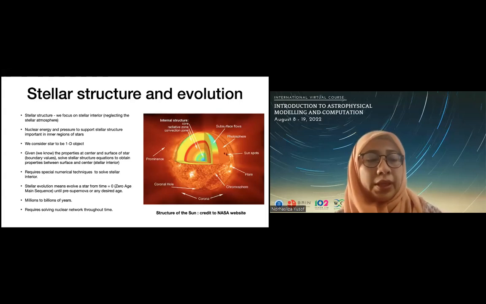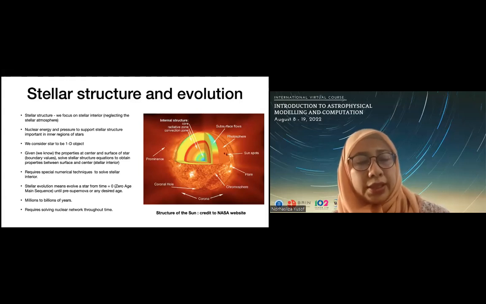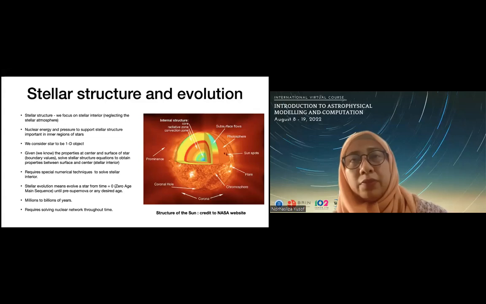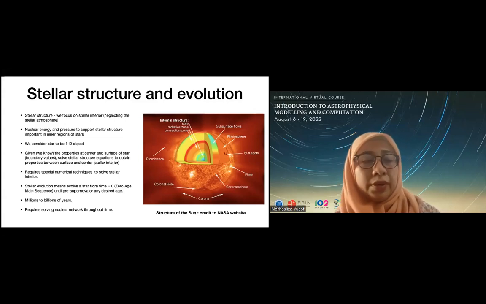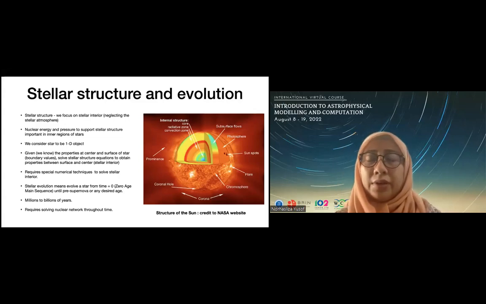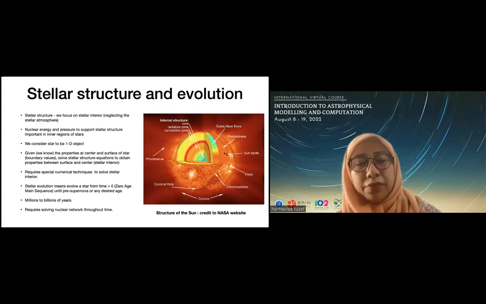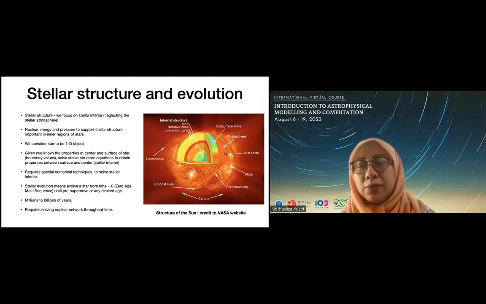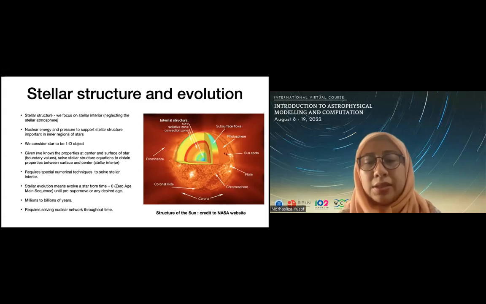time. The time here is in terms of millions or billions of years, depending on what type of stars we want to study. If we want a smaller star, it has a longer lifetime, and if we have a bigger star, the lifetime is shorter, so the lifetime becomes only a million years. When we speak about evolution that moves with time, it requires solving a nuclear network throughout the time. So this is where the rate of time comes into stellar modeling.